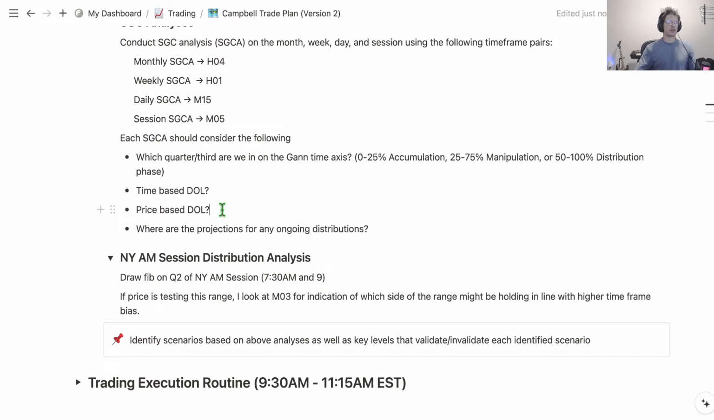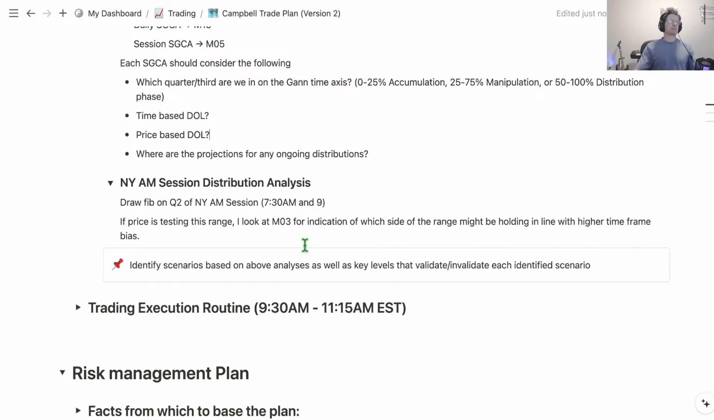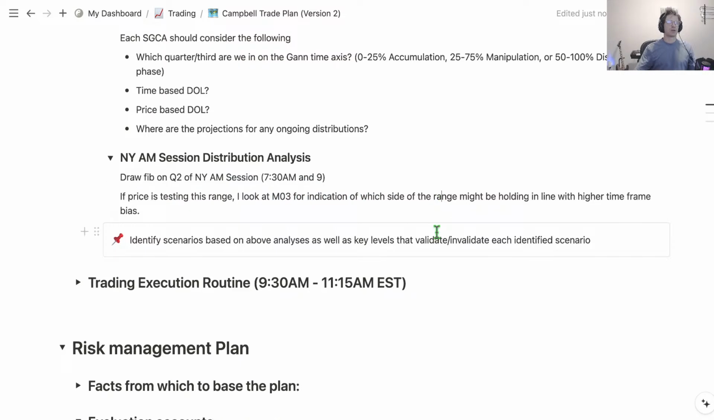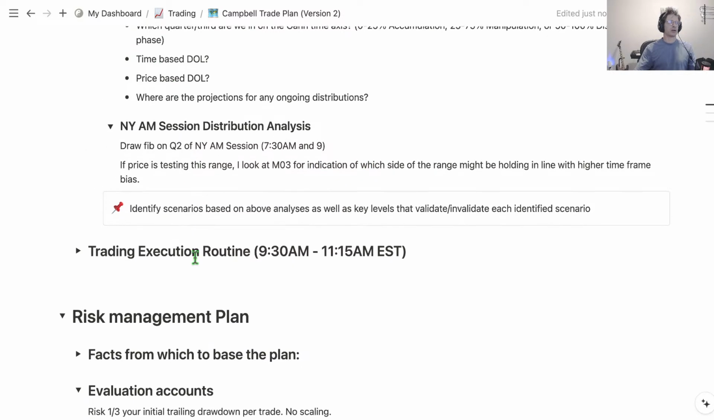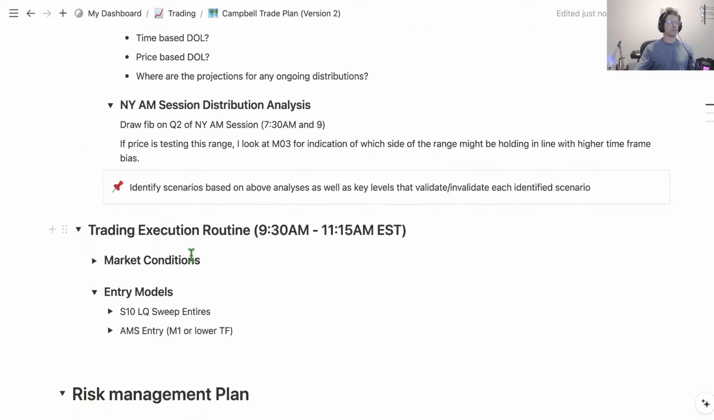And then if there's any projections going on, I'll look for that. Finally, I'll have the Q2 of New York session and use my 3 minute for confirmation or lack thereof for whatever scenario I see playing out based on my assessment.